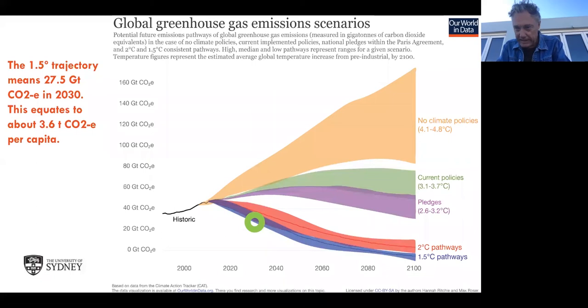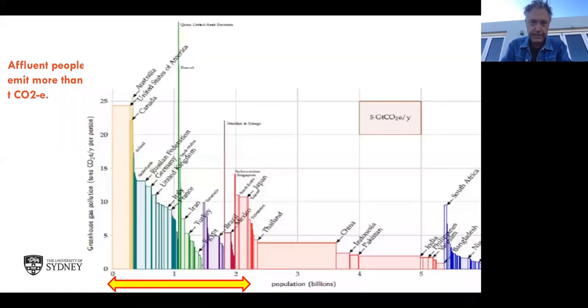Now, if you divide this by about 7.6 or 8 billion people, you get to about 3.6 tons per capita. I calculate this level because I want to say something about lifestyles. Okay, so keep this figure in mind for the rest of the talk. 3.6 tons per capita emissions is what we should aim for in 10 years' time from now, to be on this blue trajectory.